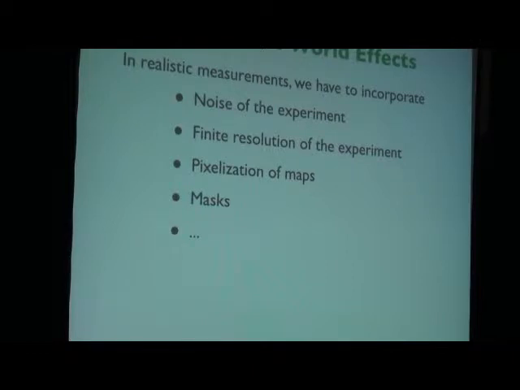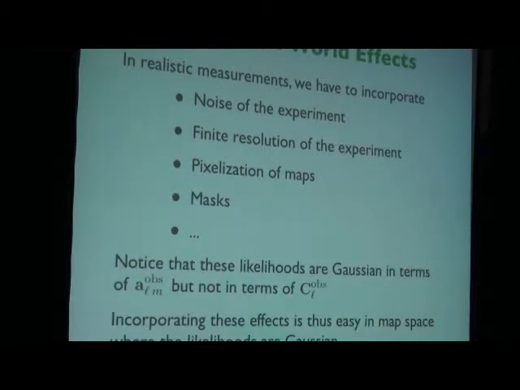For a realistic measurement, there's a number of things in addition to what we just did that we have to include. So there will be noise of the experiment. The experiment has finite resolution. Typically, we will have pixels in the sky maps. And then we also have to include the masking. Also, I haven't said anything about foregrounds, for example. There may also be relative calibrations and various other real-world issues that you have to include. And for these generalizations, it's now relevant that the likelihoods are Gaussian for ALM or in general in map space, but not for the power spectra, because it means that incorporating any of these effects is much easier in map space.